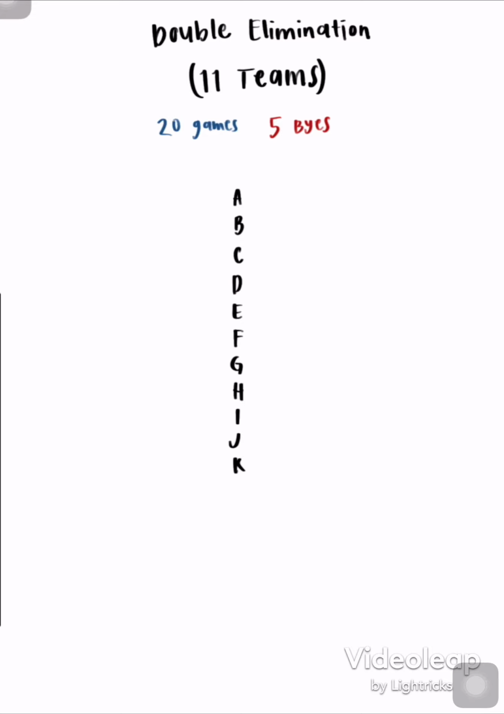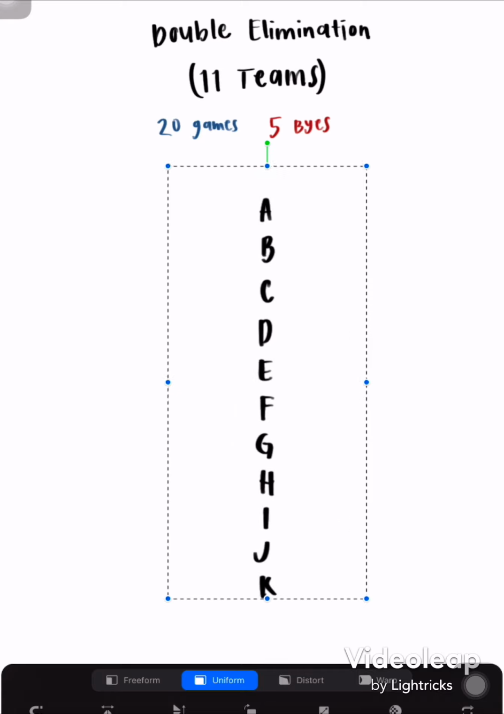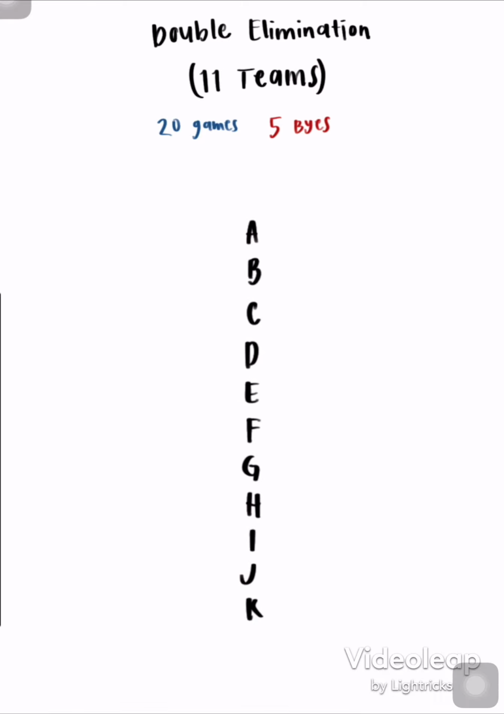Next, we are going to label the teams that are going to be our byes. These are the teams who will not be participating in the first round. So I'm just going to label C, F, I, J, and K. There we have our 5 byes. Now that we have labeled them, we can start with the eliminating. For the first game in the first round, it's going to be A and B.